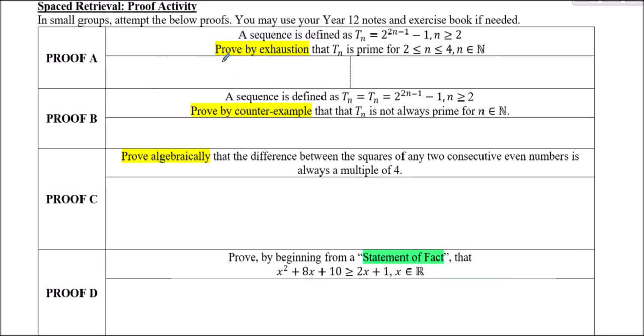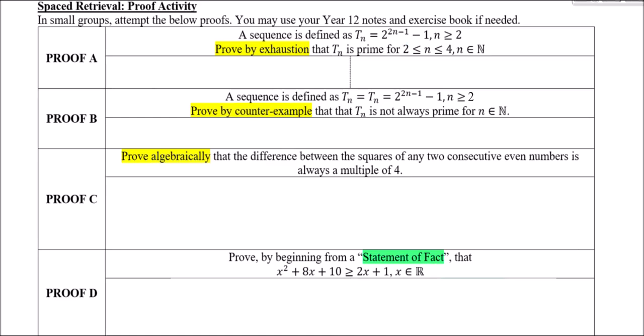So let's have a look at these step by step. Proof A. A sequence is defined as t subscript n is 2 to the power 2n minus 1 for n being 2 or greater. We're going to prove by exhaustion that this is going to be a prime number for all of n from 2 to 4 inclusive, where n is any natural number. This isn't going to be a very exhausting proof by exhaustion, because there's only 3 cases. n is 2, n is 3, n is 4.